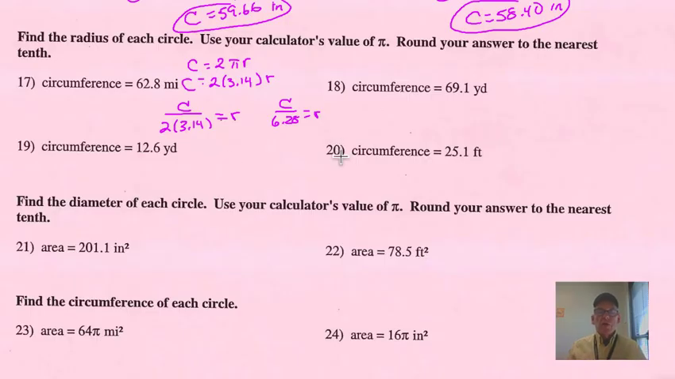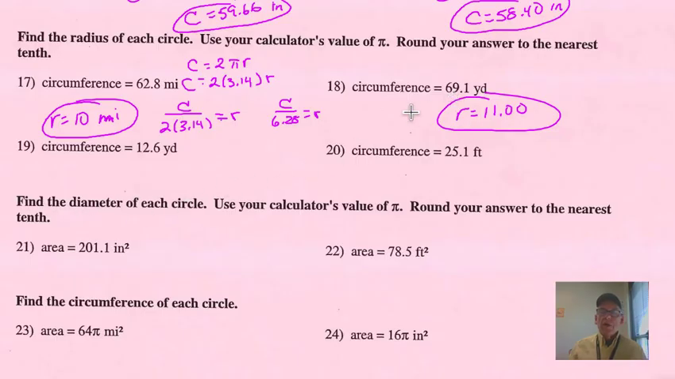So that's really all I have to do. So 62.8 divided by 6.28 is going to give me 10. The radius is 10. And they're dealing with miles. So 10 miles is the radius for number 17. The next one, we're going to do 69.1 divided by the 6.28. And that's 11.00. And that's in terms of yards. So 11 yards is the radius.